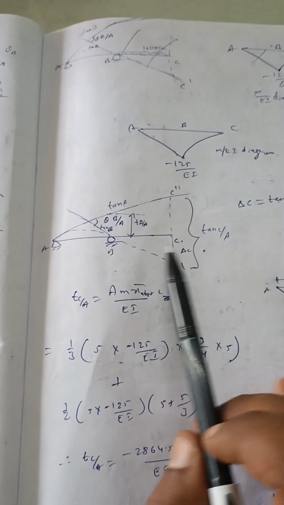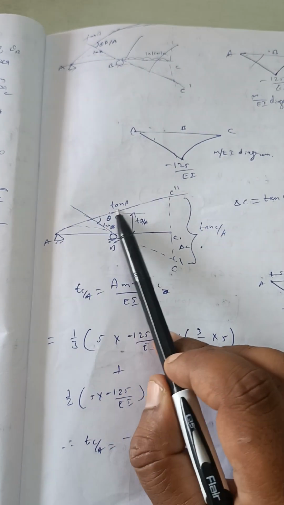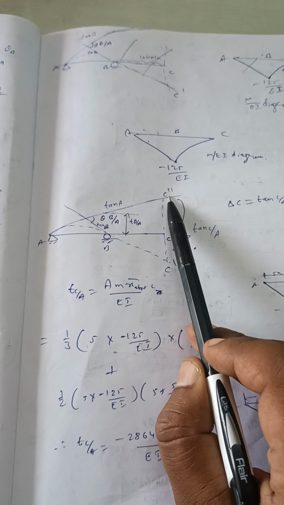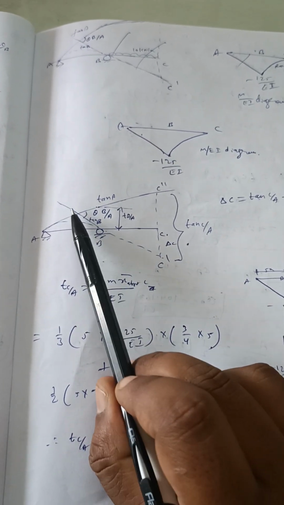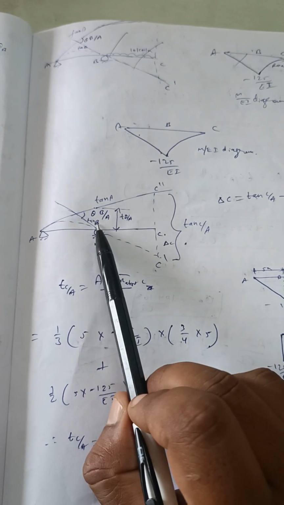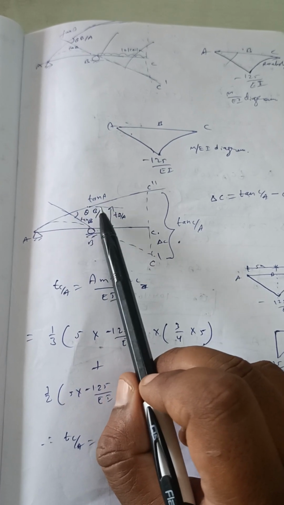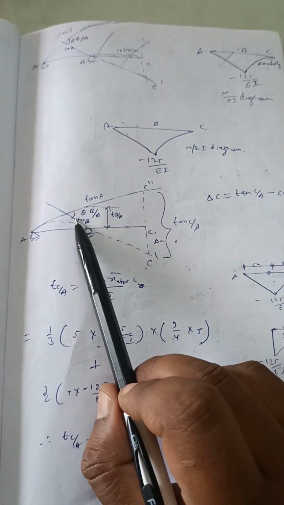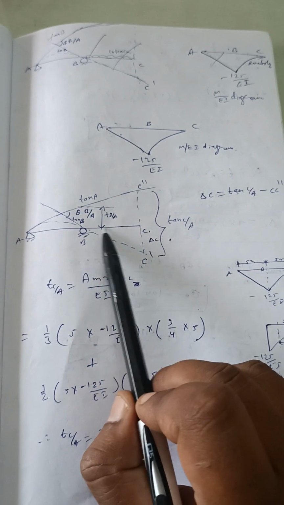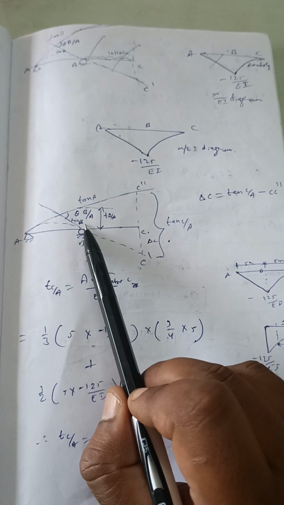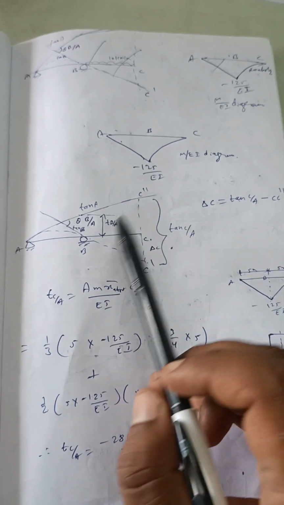From the figure, if I draw the tangent at A, it will be up to C dash. If I draw the tangent at B, this will be the line, tan B. The angle between tan B and tan A, let it be theta B by A. Theta B by A is the angle between these two lines. Let this distance be the height, t B by A.